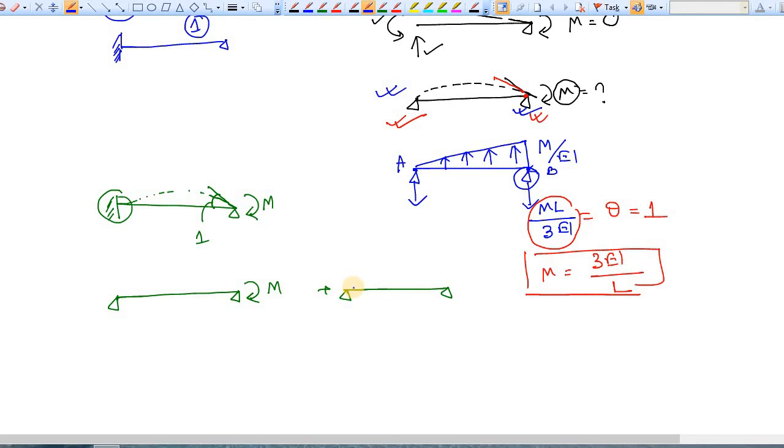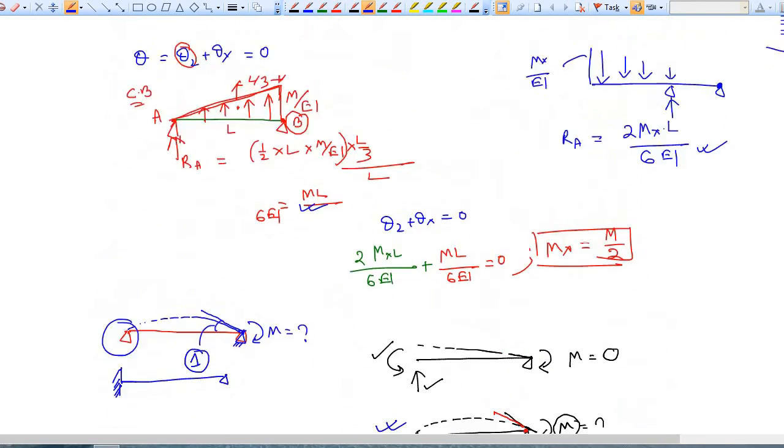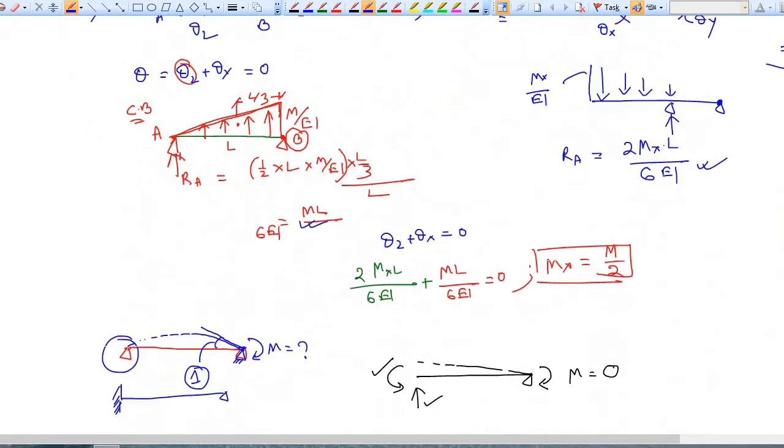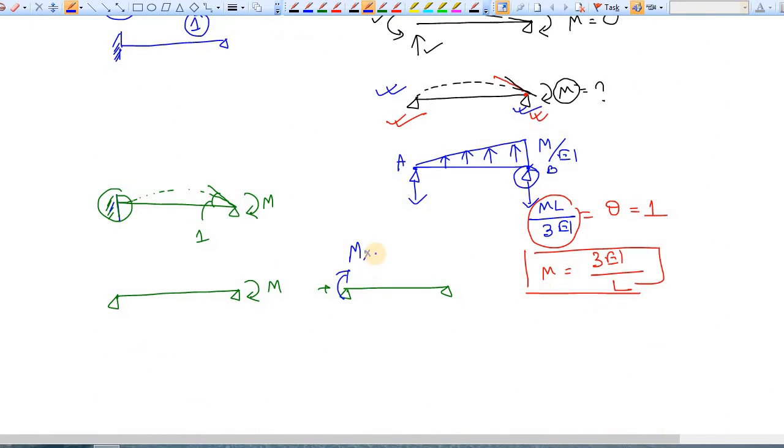Okay, let's say this is mx. Now you have already learned what the carryover moment is. Here this is the fixed support and this is the pinned support. So if you apply your moment M at the pinned support, how much moment is carried by the fixed end? This is simply M by 2. So here this mx is M by 2.